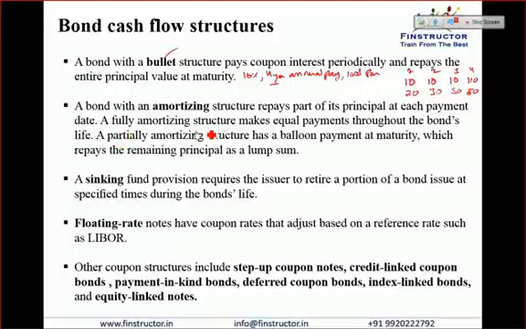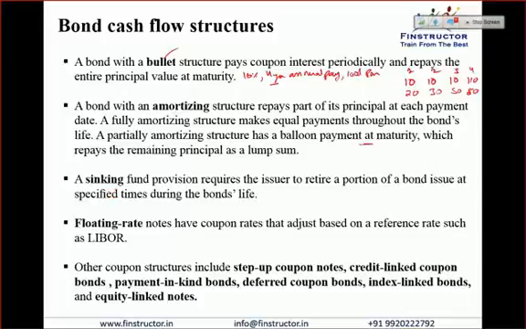A fully amortizing structure makes equal payments throughout the bond's life. So this equal payment will comprise some part interest, some part principal. A partially amortizing structure has a balloon payment at maturity which repays the remaining principal as a lump sum. So partially amortizing means some principal is retired, but a lot of it is still retained for maturity when again a balloon payment comes, like in the bullet structure.